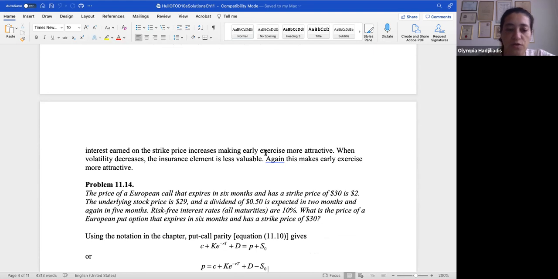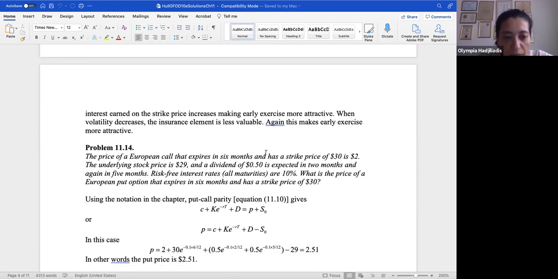Problem 11.14: the price of a European call that expires in 6 months and has a strike price of $30 is $2. The underlying stock price is $29 and a dividend of 50 cents is expected in 2 months and again in 5 months. Risk-free interest rates for all maturities are 10%. What is the price of a European put that expires in 6 months and has a strike price of $30? You use, of course, the put-call parity equation, the one that is extended to also include dividends.